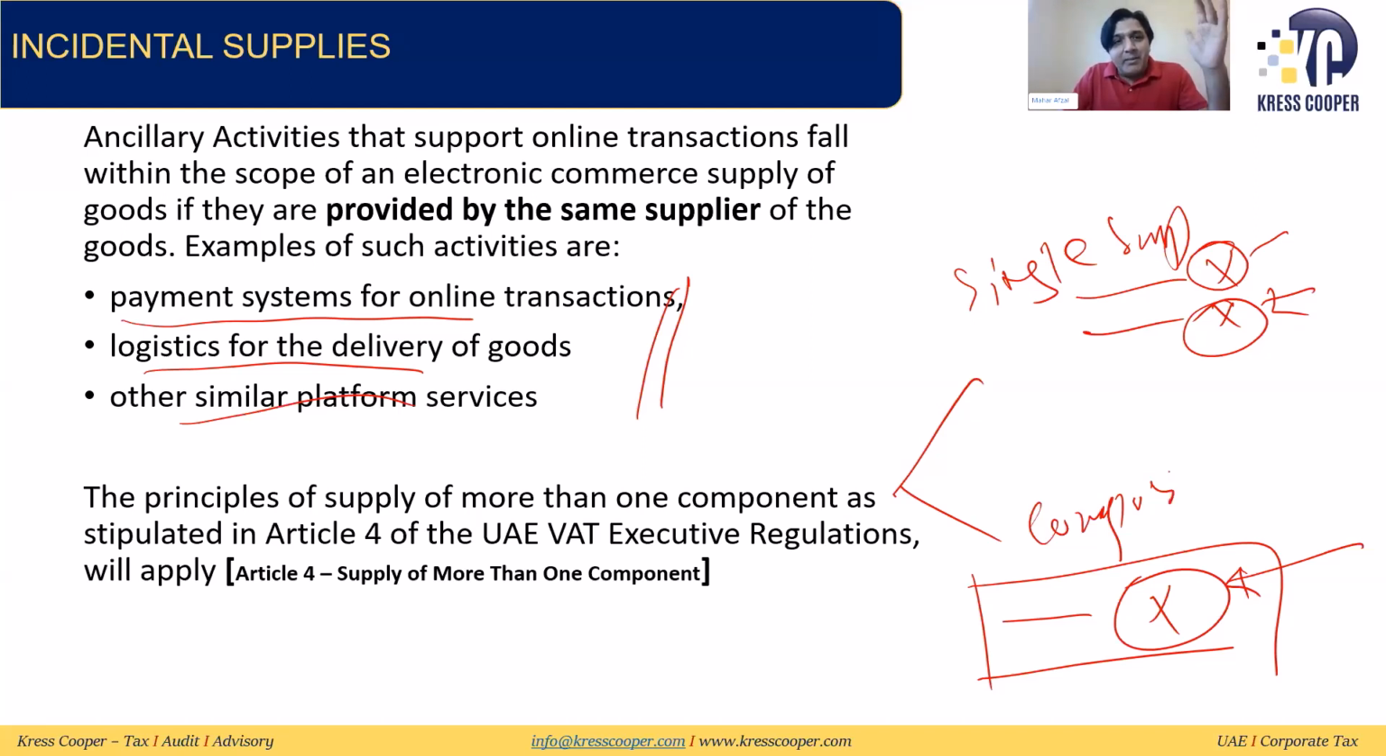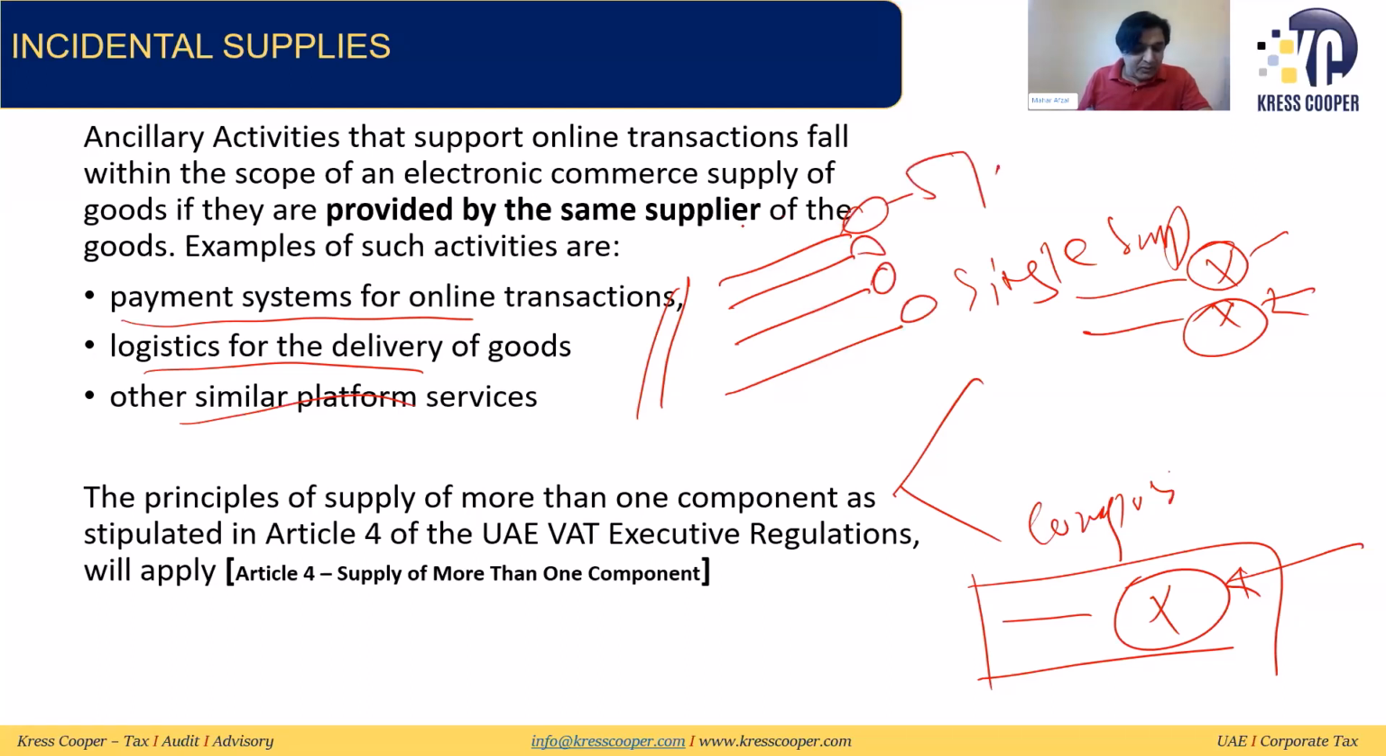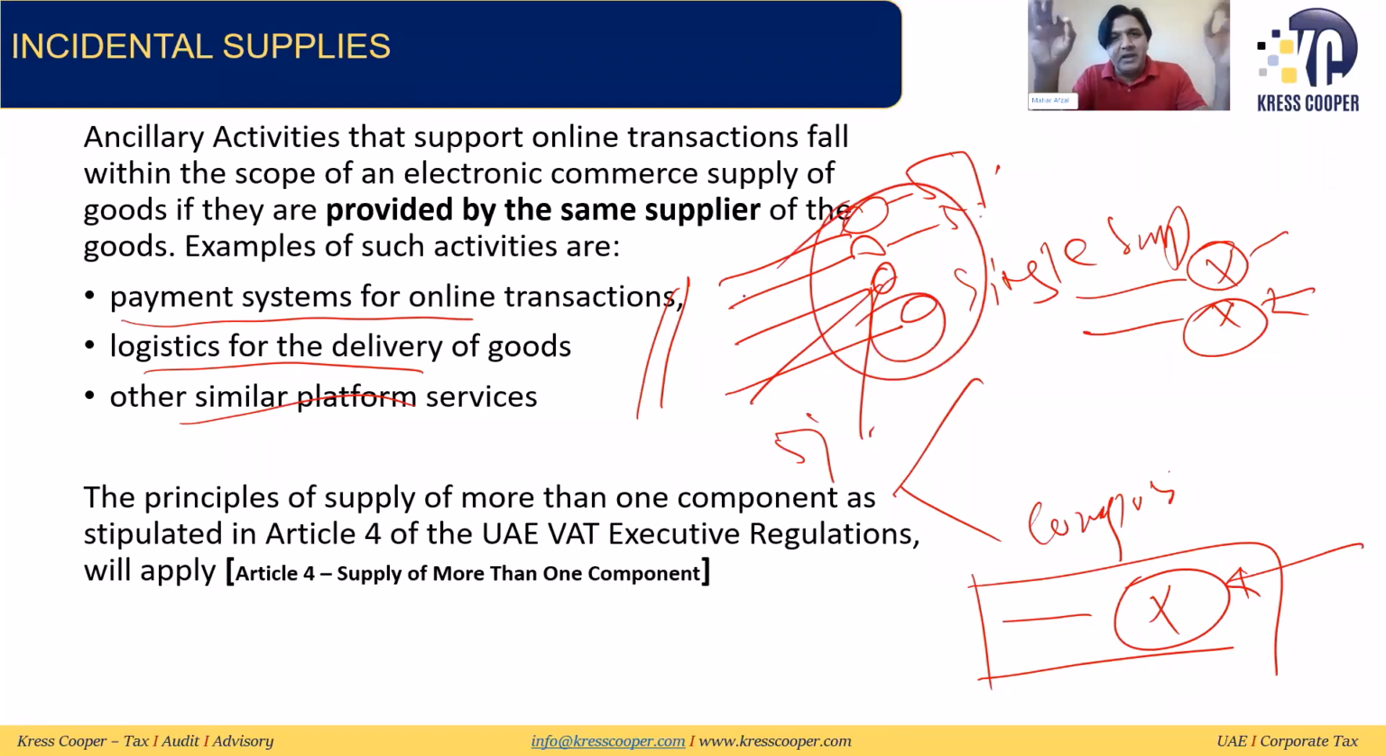then the taxation will be based upon the composite principal component of the supply. But if they are showing goods separate, payment system separate, logistics separate, other similar platforms separate, then we need to identify the applicable provisions of the VAT law for each component. Might be 5%. Logistics, local passenger transport, is 0%, for example. Local goods supply is 5%. We need to identify each component and each element individually. So what will be the tax position for each individual element?